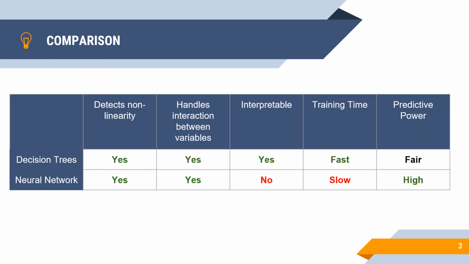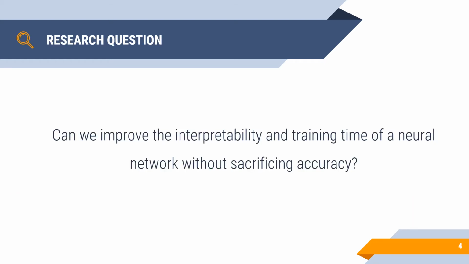While both neural networks and decision trees can detect nonlinearity and handle interactions between variables, decision trees are more interpretable and faster to train. However, neural networks have higher accuracy and can detect complex patterns, but they behave like a black box, and their training time is comparatively very high. So our research question was, can we improve the interpretability and training time of a neural network without sacrificing its accuracy?